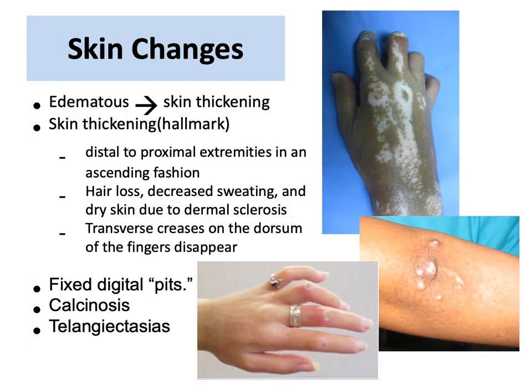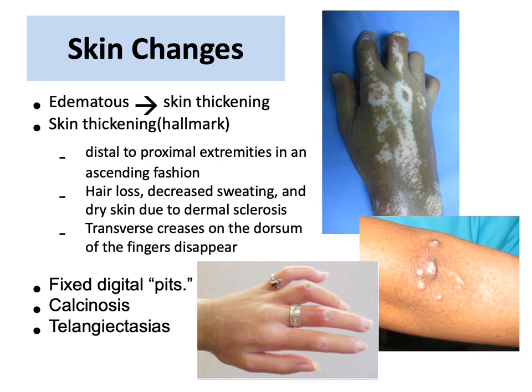The early stage of scleroderma is characterized by the edematous phase that progresses to bilateral symmetrical skin thickening, which is the hallmark of scleroderma. It usually starts in the fingers, advancing in ascending fashion. There's also dermal sclerosis that obliterates the hair follicles and the sweat glands, leading to hair loss, decreased sweating, and dry skin that leads to intense pruritus. Transverse creases of the dorsum of the fingers also disappear.